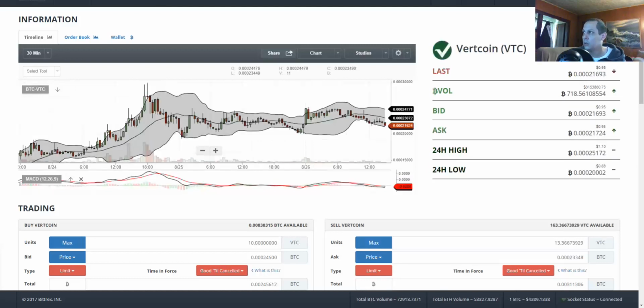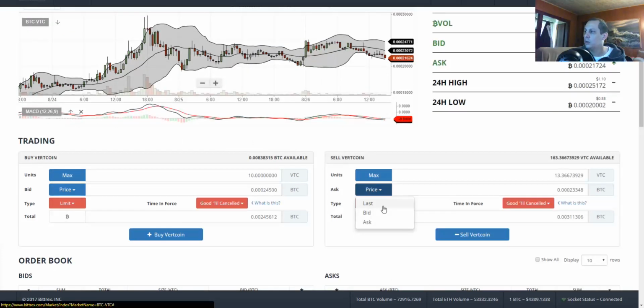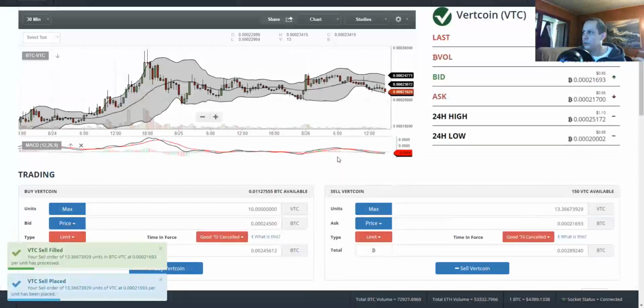Your MACD is useful because it shows you where it's going. If your black is below the red, that's a bear market. If the black is above the red, that's a bull market. Very useful tool.